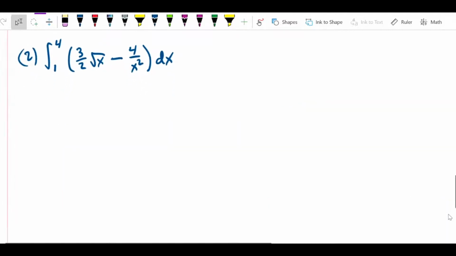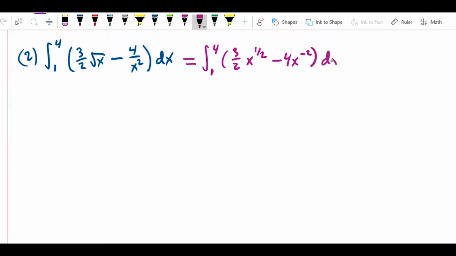Okay, so let's do another example. Let's evaluate the integral from 1 to 4 of the function 3/2 root x minus 4 over x squared dx. First thing to observe is that, in order to use the power rule to find antiderivatives, we should rewrite the radical and the reciprocal as a fractional power and a negative power. So this is going to equal the integral from 1 to 4 of 3/2 x to the 1/2 minus 4x to the negative 2 dx.